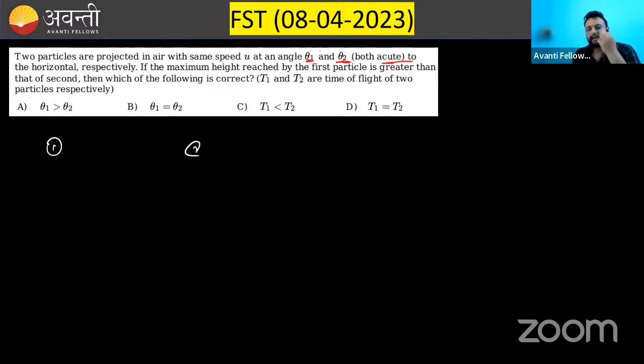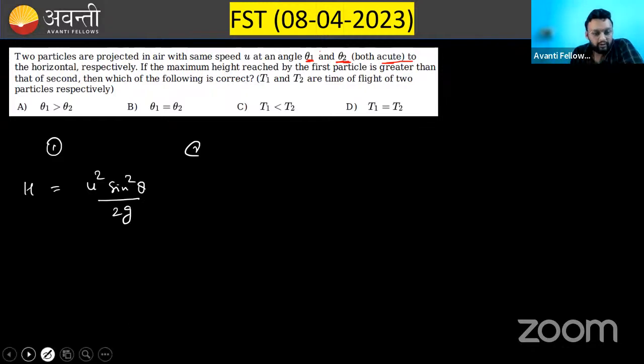So first of all, we should write the formula for maximum height in projectile motion, and everyone knows that maximum height is u square sine square theta divided by 2g. This is the formula for maximum height. Now, according to the question, the initial velocity with which the particle is projected is the same. G is the acceleration due to gravity, which is also constant. So you can clearly see that H depends on sine square theta.